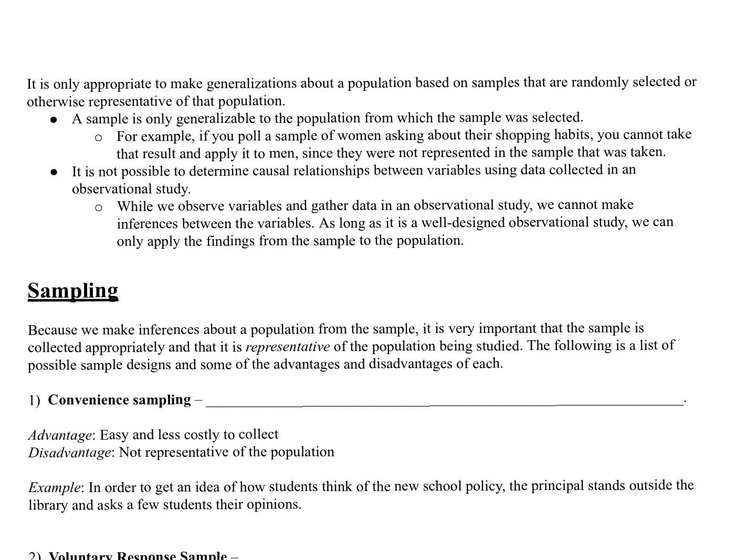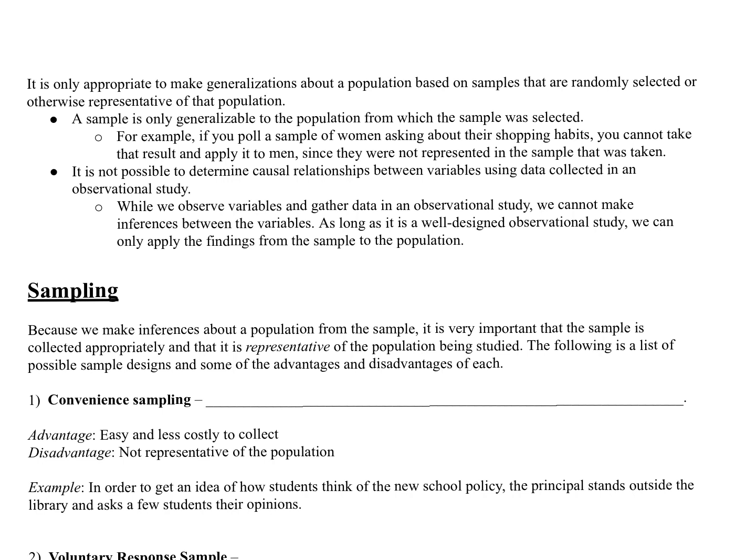Another thing about an observational study is it's not possible to determine causal relationships between variables. In an experiment, you can because you're imposing some type of treatment. But in an observational study, since you're just observing variables and gathering data, you can't make any inferences between those. So in an observational study, you can make a correlation about the two. You can say, these are strongly correlated, which is what we were doing in chapter 2, but you can't say one causes the other. And if you have a well-designed observational study, you can apply the findings from the sample to the population as well.